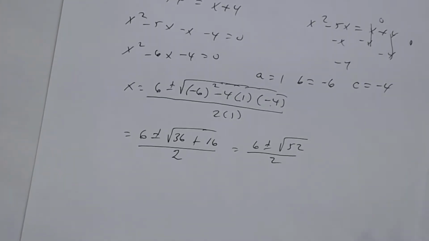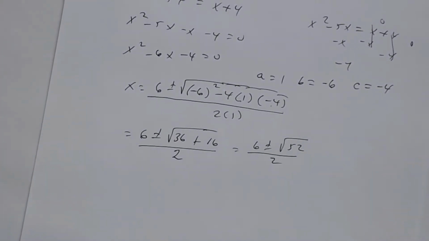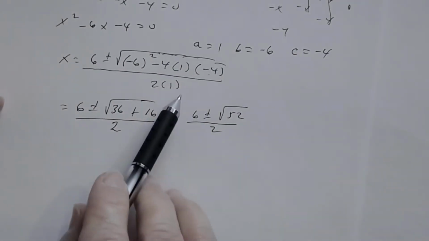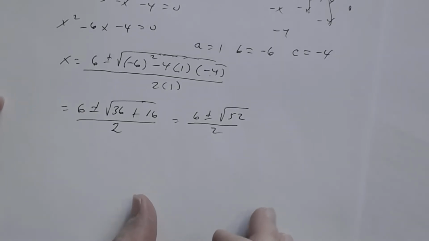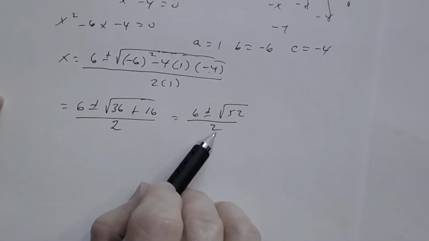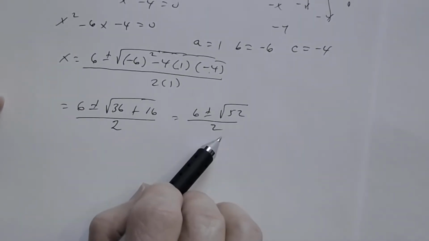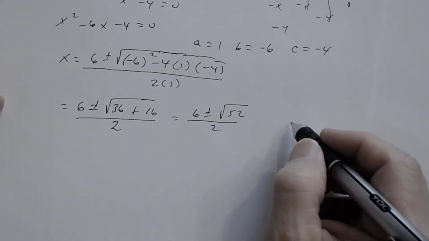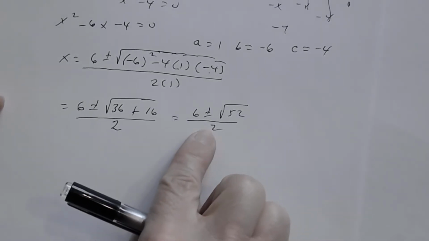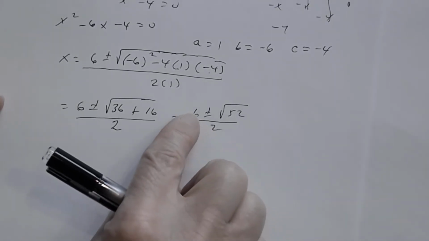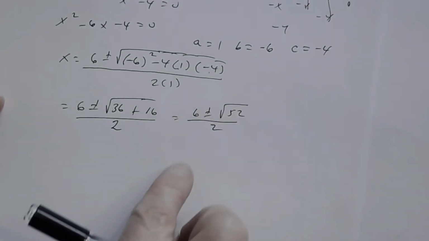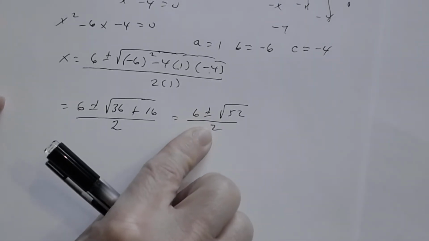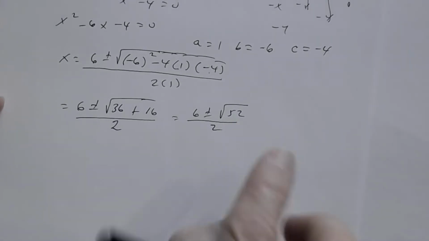All divided by 2. Now remember, the direction says to simplify solutions. So simplify the radicals, simplify the fractions, whatever you need to do. Now be careful. Don't simplify the 6 into 2 and say that's 3 plus the square root of 52. That's not true, because remember, 2 is being divided into 6, and it's also being divided into the square root of 52. So you've got to be careful. Don't reduce this part first. You've got to simplify this first.